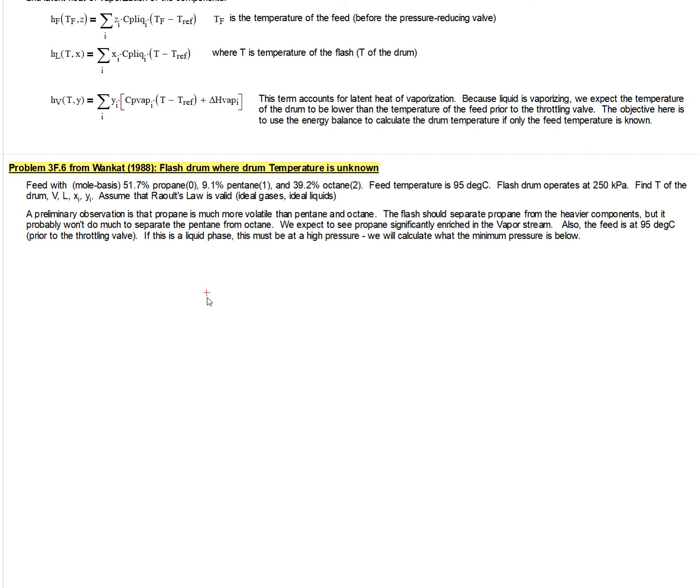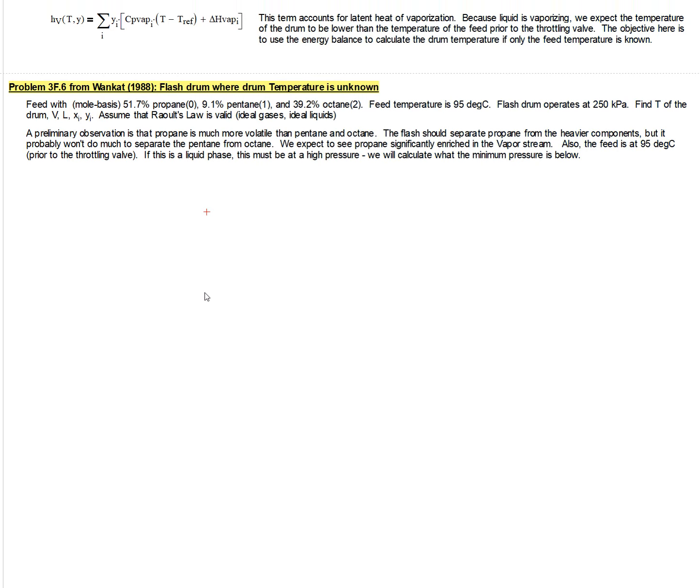So just thinking about this, a preliminary observation is that propane is more volatile than the pentane and octane, and so what we get out in the vapor should be enriched for propane. What we get out in the liquid stream should be enriched for the pentane and the octane. Another thing to note is that if the feed stream is going to be completely liquid, then upstream of the throttling valve it is going to be at a high pressure, and so we can calculate what that minimum pressure is below.